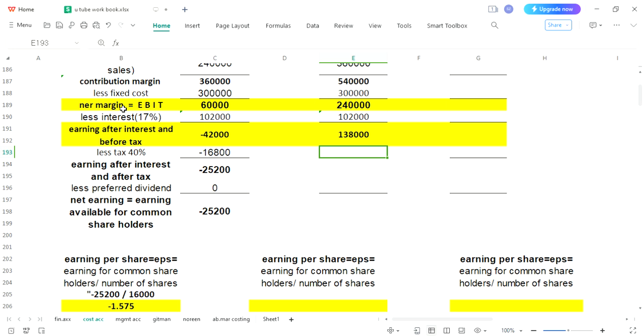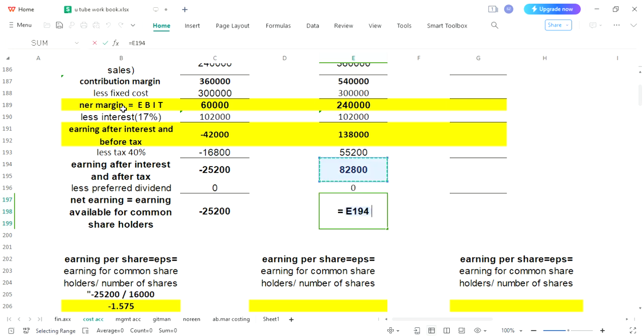Tax would now be calculated. Previous earning 138,000, and you will put 40% rate upon it to get your tax. Earning after tax, now we are open to calculate by subtracting tax from previous earning 138,000 earning before tax, subtract tax to get your earning after tax. No dividend is present in your question. It means your earning available for common shareholders would be calculated by subtracting preferred dividend from previous earning 82,800, earning after interest and tax, to get your earning available for common shareholders 82,800.